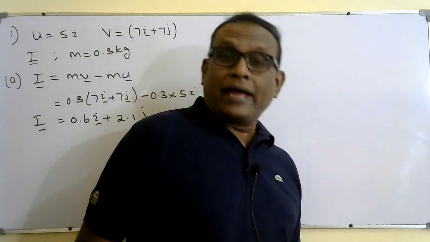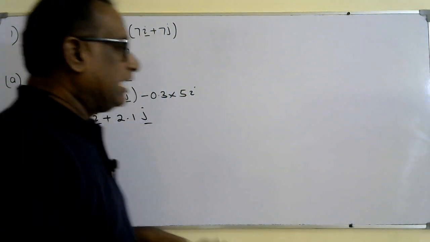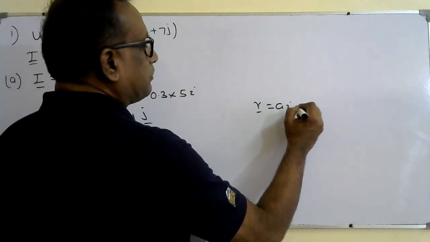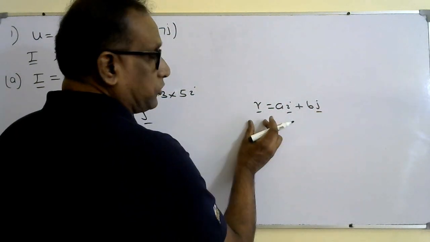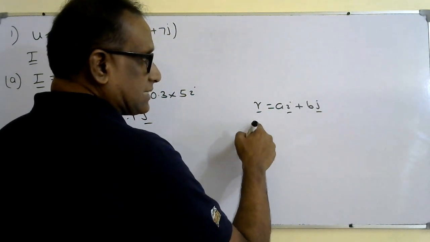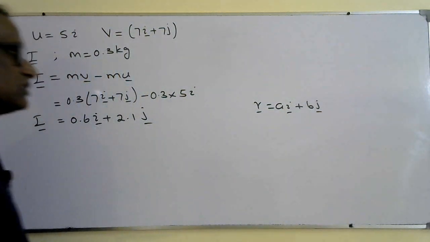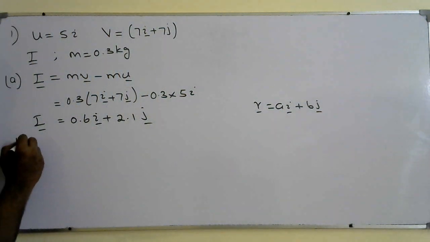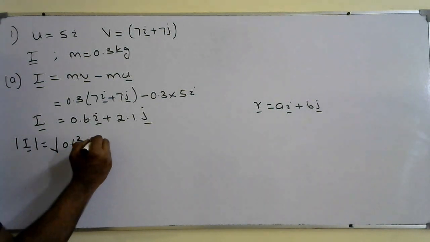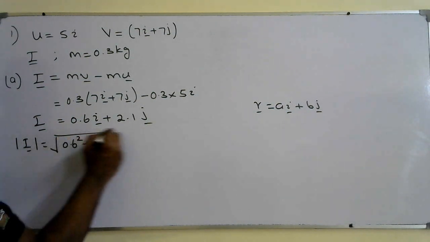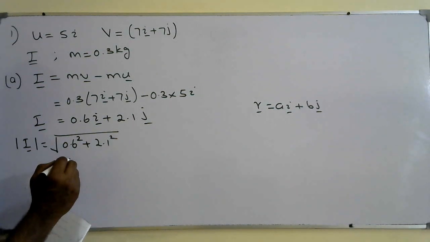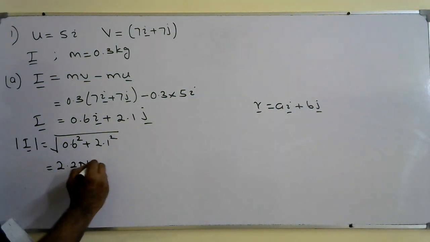The question is about the magnitude. You know that if there's a vector R equal to ai plus bj, the magnitude of R is equal to the square root of a squared plus b squared, and the direction is tan inverse of b over a. So we'll use that idea. The magnitude of the impulse vector is equal to the square root of 0.6 squared plus 2.1 squared. That will be equal to 2.18, or 2.2 newton seconds.